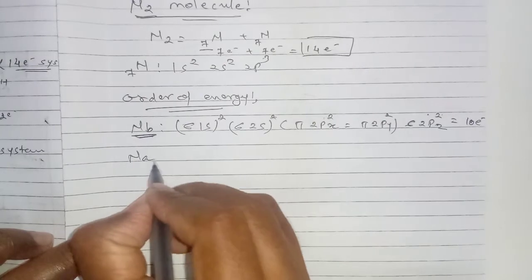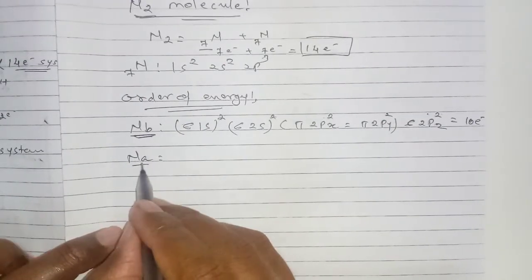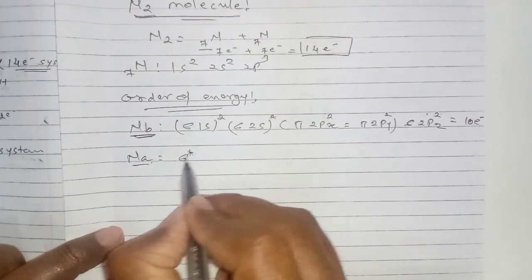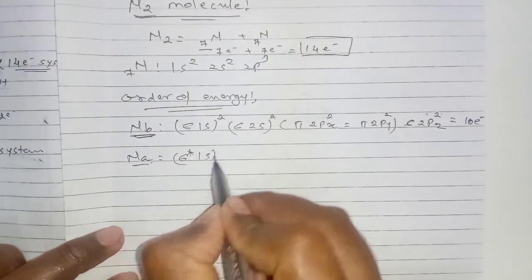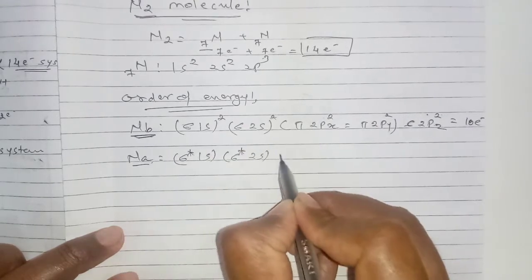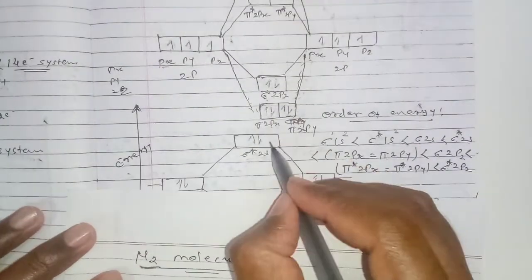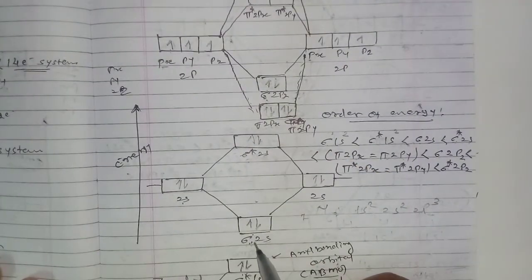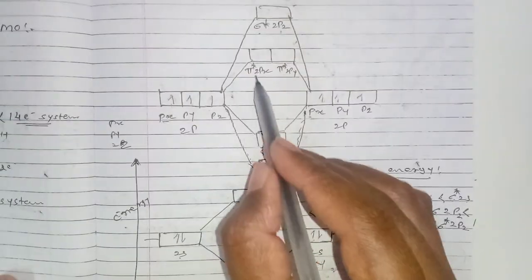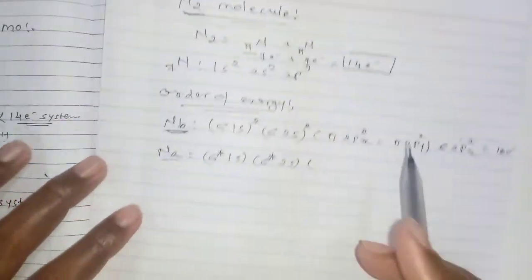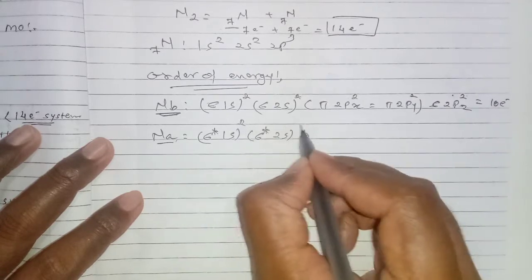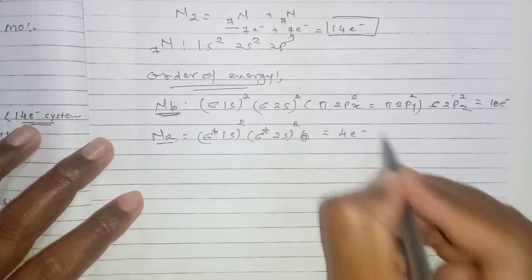Now the number of electrons present in the antibonding molecular orbitals. The molecular orbitals are sigma antibonding 1s and sigma antibonding 2s, and there are no electrons in the others, so only here the 2, total 4 electrons.